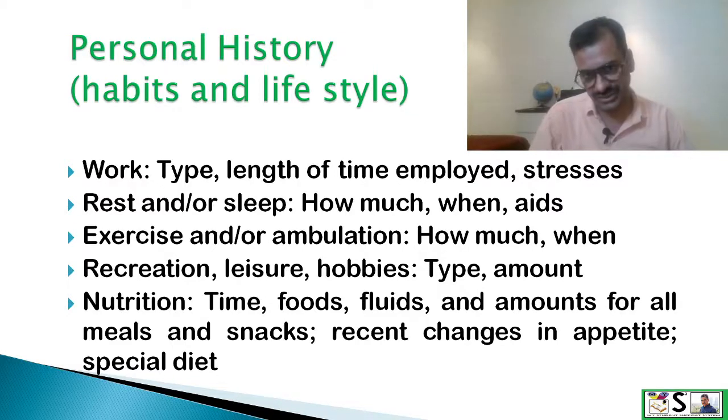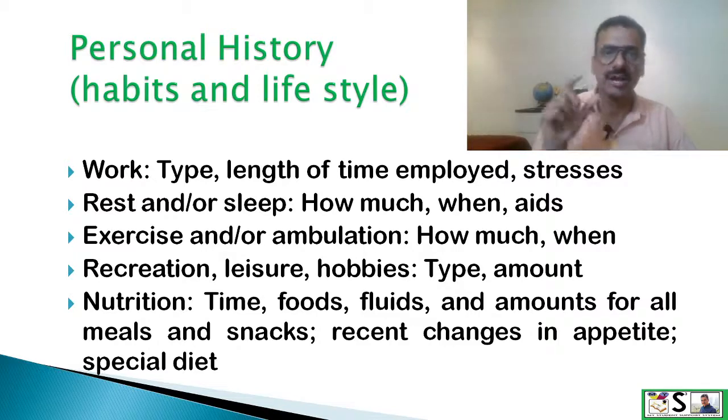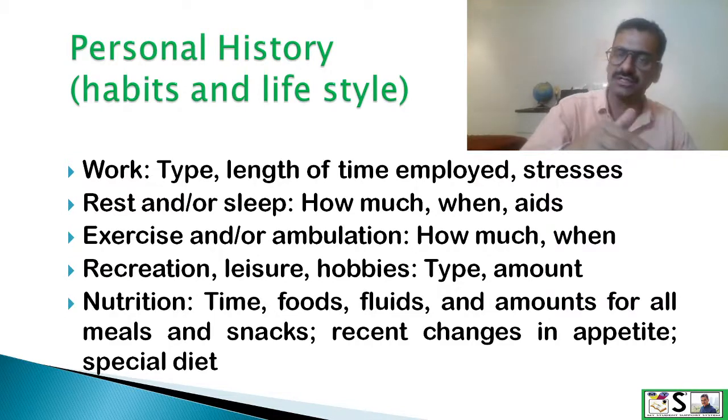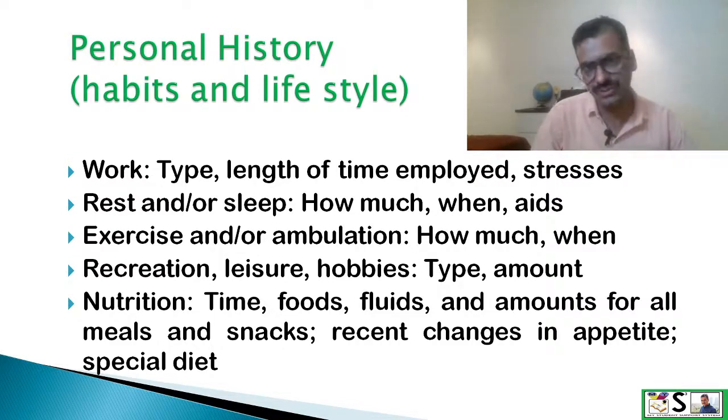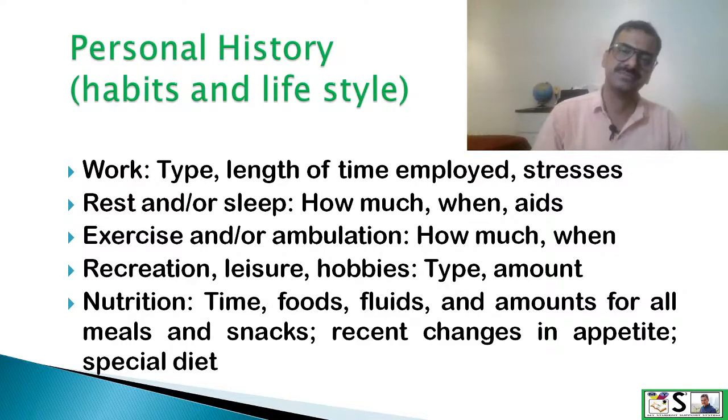Then exercise and ambulation, whether he is doing regularly or not. And ambulation, what is ambulation actually? Ambulation is just going for activities of daily living or walking, whether he is able to walk himself or herself, or he or she needs any help. Then recreation, leisure and hobbies. What type are there and how much time is spent on these habits.